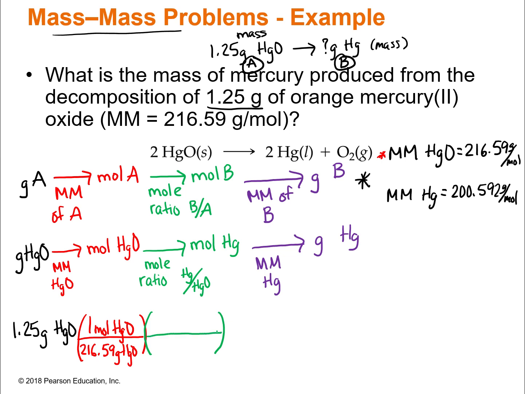Next is our mole ratio. In our plan, we said it's B to A, which means the moles of mercury over the moles of mercury 2 oxide. Moles of mercury, we've got 2 moles. Mercury 2 oxide, 2 moles.